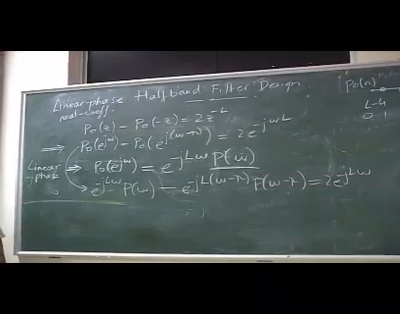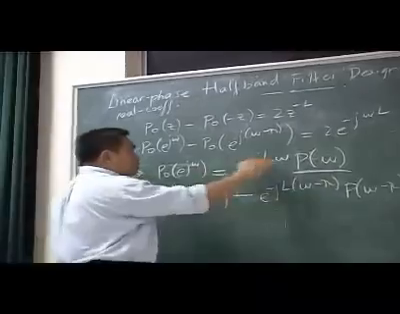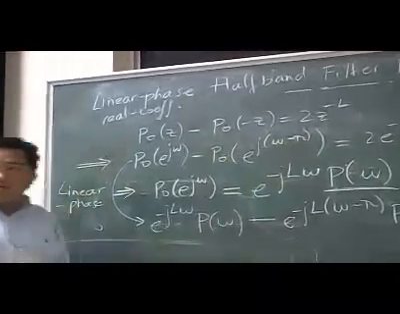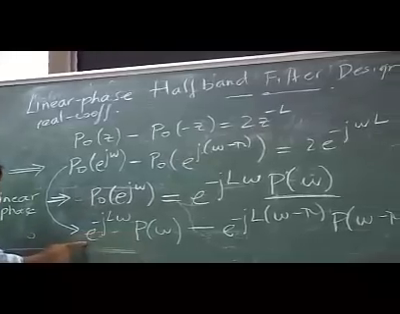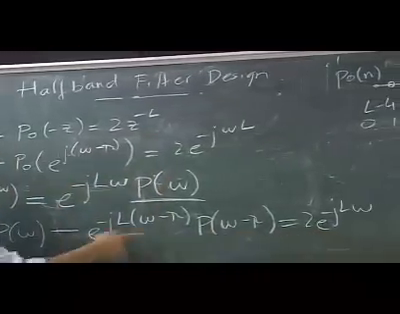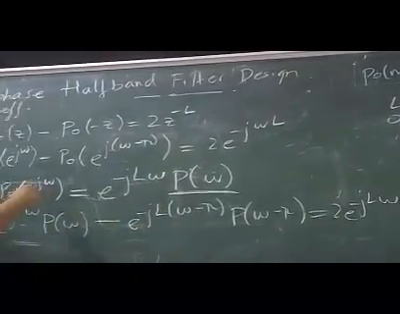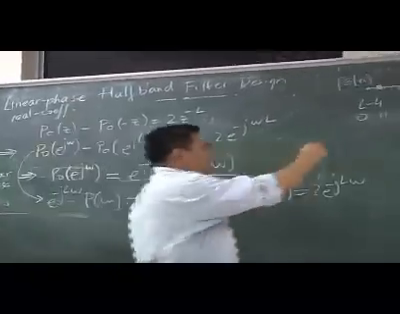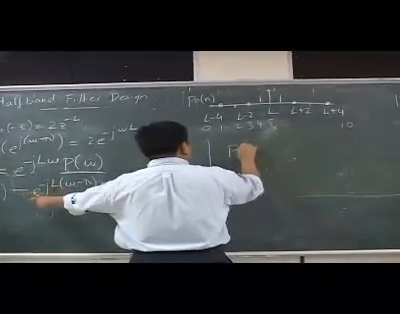So far, okay? All I'm doing here is substituting the linear phase form into the half band condition. And let's simplify, okay? I see that on this side I have e to the minus j L omega, e to the minus j L omega, e to the minus j L omega. Okay? So I'm going to take them out, cancel them out, okay? What is left? What is left is P of omega.